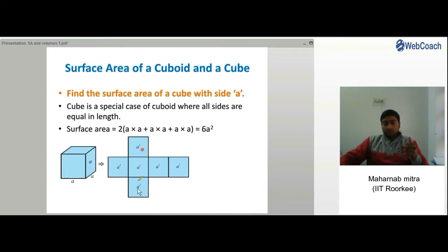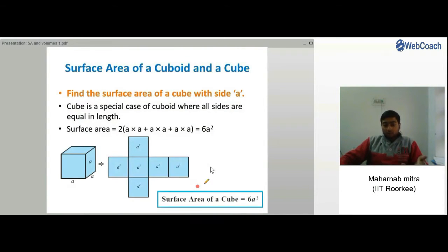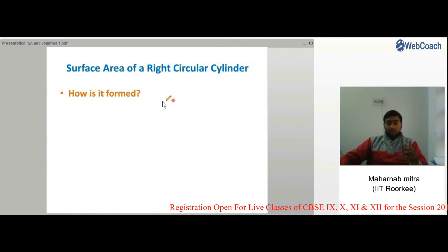Now you can see it has 6 faces. You can see it has 6 faces, so the surface area will always be 6A squared, right? So from here we have also obtained an information that both cube and cuboids have 6 faces, right? 2 as the top and the bottom, and 4 faces on the 4 sides. So from here we get surface area of a cube is 6A square, right?